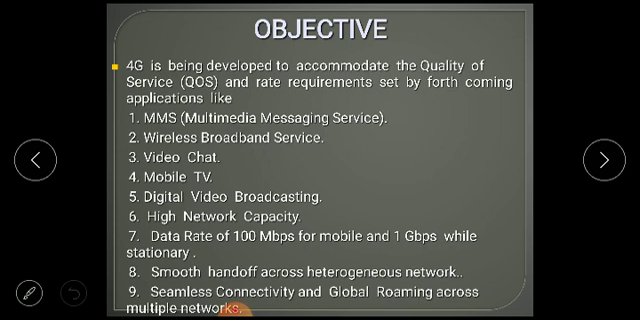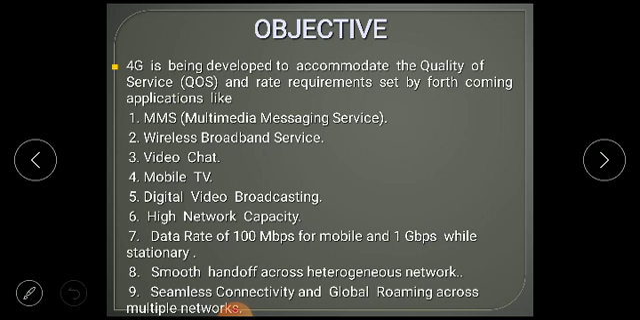In video chat and all, compared to the earlier generations, 2G and 3G, the buffering will be low and the high speed will be there, so that we can clearly communicate with the other person through video chat. And also nowadays TV channels are available on the mobile. We can see all the TV channels through the mobile, right? Without any delay or without any buffering, right?